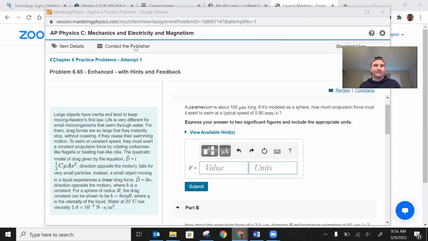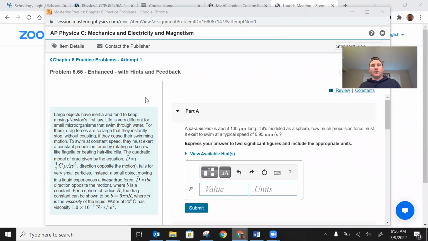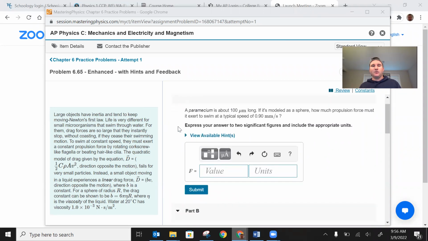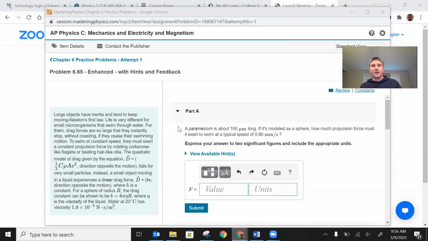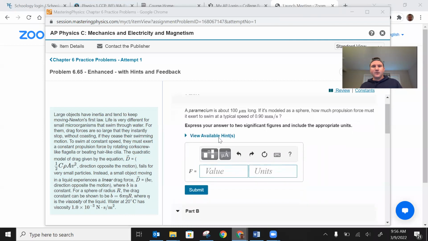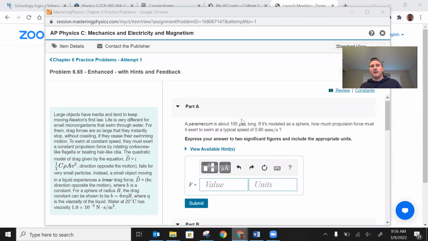Welcome to my kitchen. So Jason sent me an email asking about a couple of these. I'm going to do 5 from the practice problems and then 7 and 8 from the unit 1 review, multiple choice, I'm assuming. So the first one is about a paramecium here.